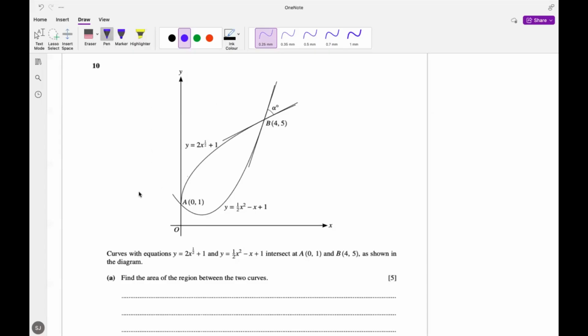In question 10, curves with equations y equals 2x to the power half plus 1 and y equals half x squared minus x plus 1 intersect at A and B as shown. In part A, we have to find the area of the region between the two curves.